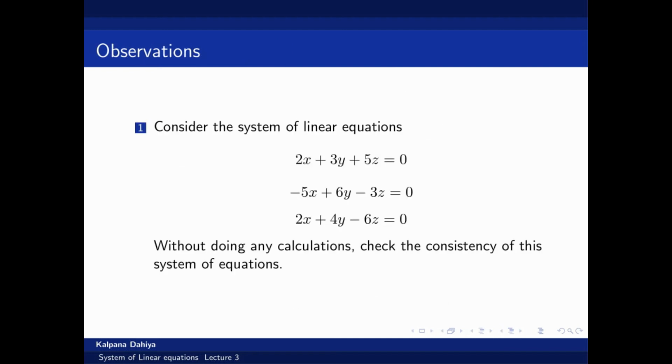Consider the following system of linear equations. We have three equations in three variables x, y, z. The first one is 2x plus 3y plus 5z equal to 0. The second is minus 5x plus 6y minus 3z equal to 0. And the third equation is 2x plus 4y minus 6z equal to 0.